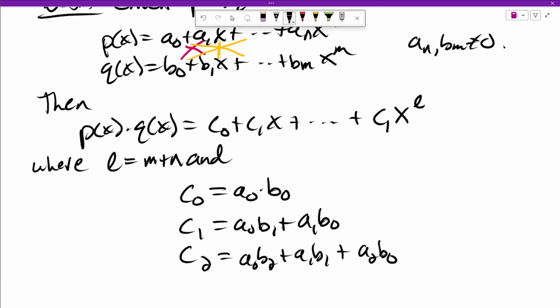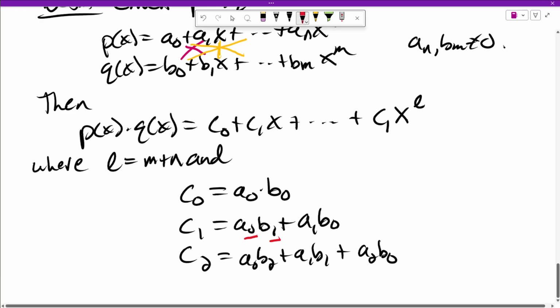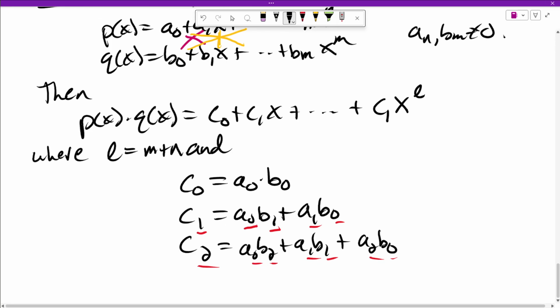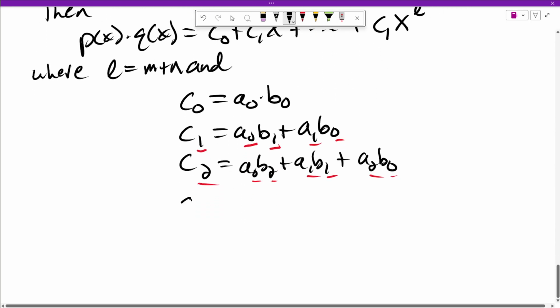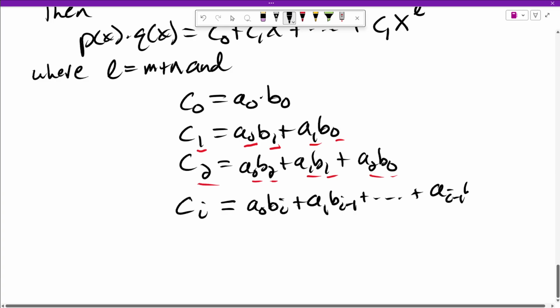So notice here, 0 plus 1 is 1, 1 plus 0 is 1. Notice here, 0 plus 2 is 2, 1 plus 1 is 2, 2 plus 0 is 2, and so on. So what we're going to get is c_i, the general term, is going to be the sum a_0 b_i plus a_1 b_{i-1}, and you keep going until you get to a_{i-1} b_1 plus a_i b_0.